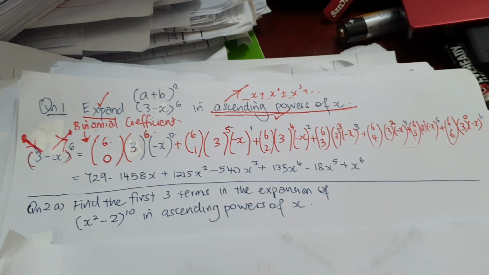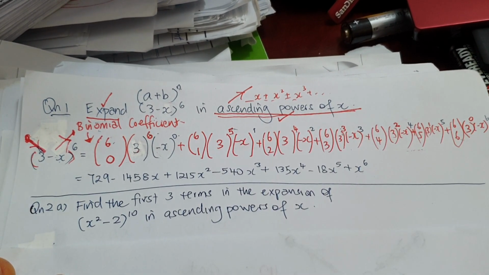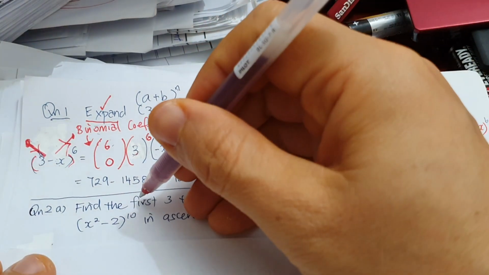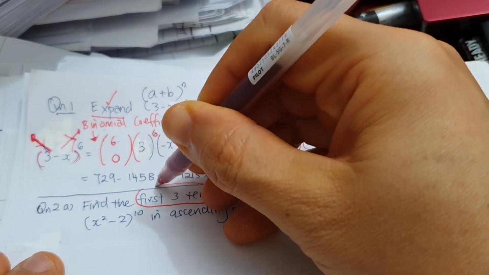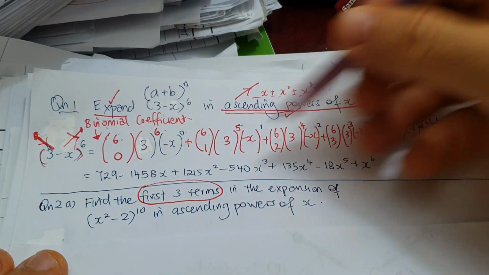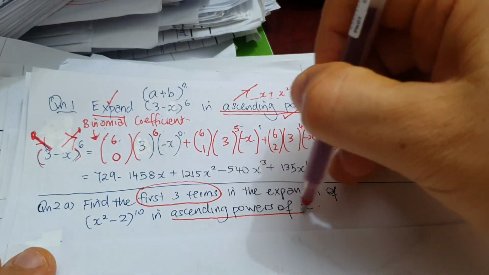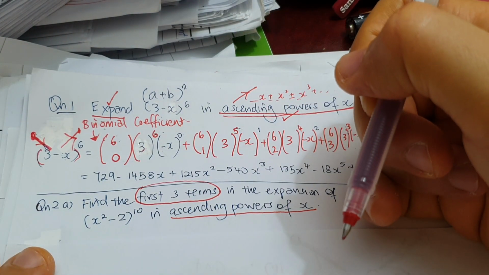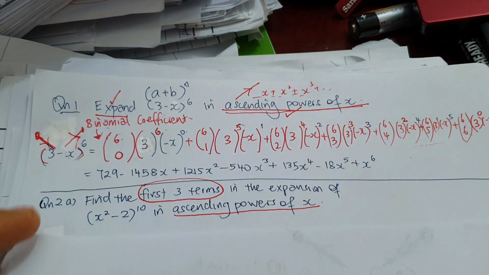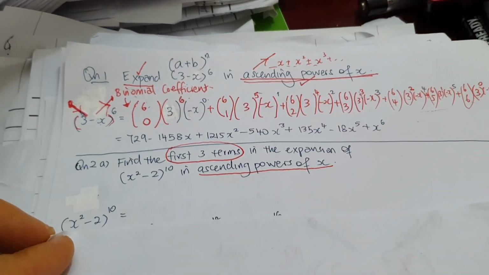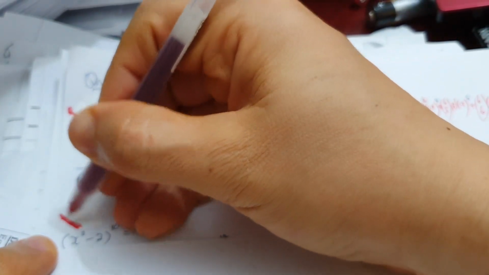Let's take a look at number 2A. You can try first before you look at my solution. Remember always to read the question, see what they want. They only want the first 3 terms, not all. And they want them in ascending powers of x. Ascending powers of x, you take note of this one later. So let's see, if I were to expand this using our n friend, I draw the antenna of the n.